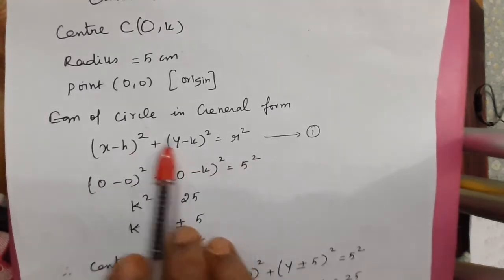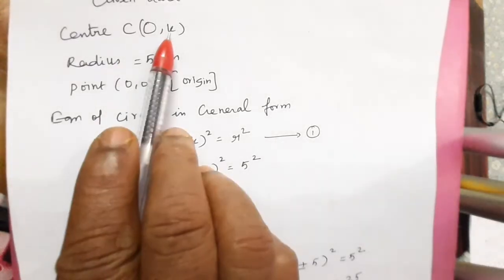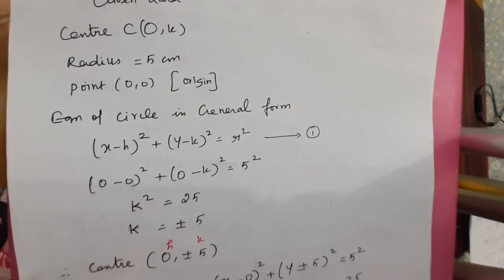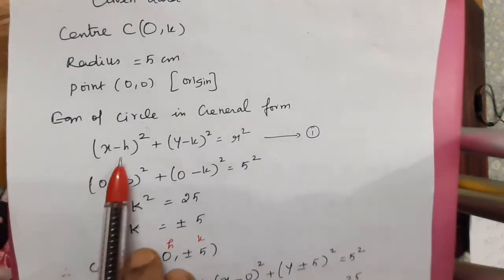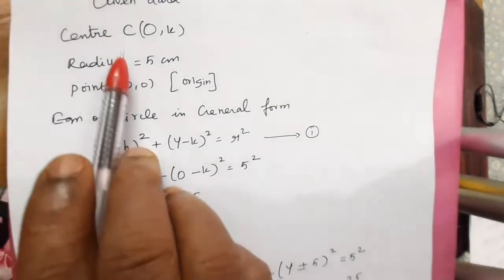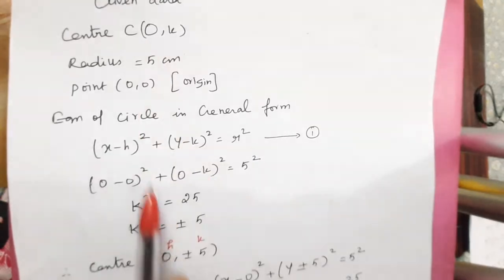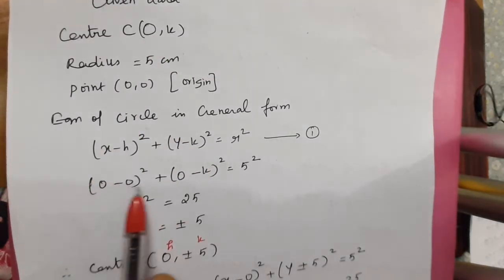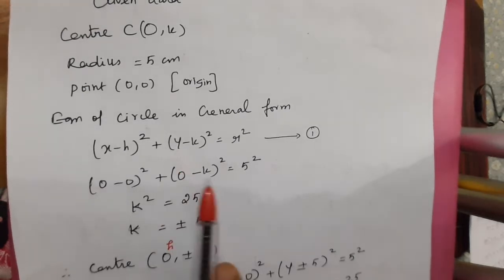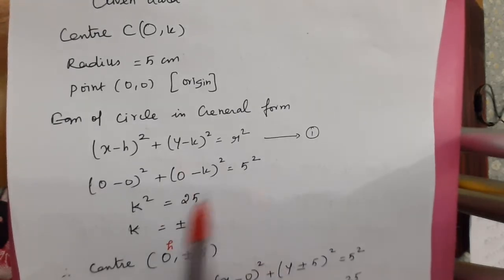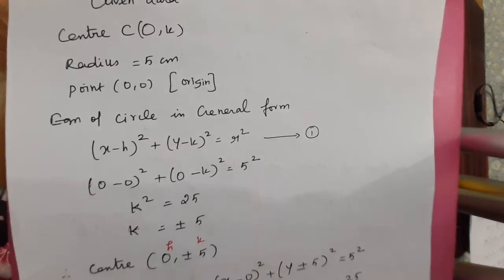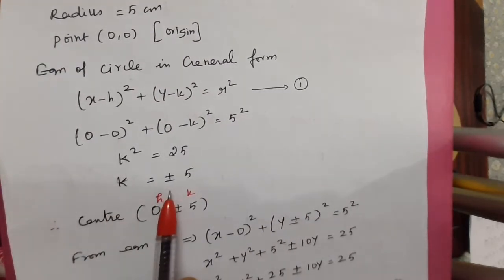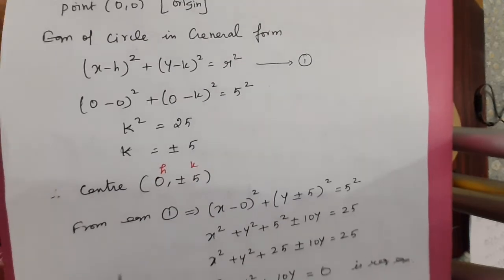Instead of x and y, and h also 0. The center is 0, k, since it only touches the x-axis, so y has some value. So x is 0 as well as h is 0. Now instead of x you put 0: 0 minus 0 the whole square plus 0 minus k the whole square equal to 5 square. That is k square equal to 5 square, k square equal to 25, k equal to plus or minus 5.